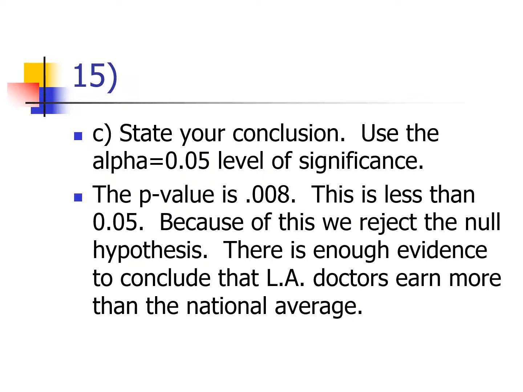So what's our conclusion? Using an alpha of 0.05, we calculated our p-value already. That's 0.008. 0.008 is less than 0.05. Anytime our p-value is less than alpha, this should be starting to sound old hat to us, anytime our p-value is less than 0.05, we reject the null hypothesis. When the p is low, you reject H0. What does that mean? It means that there is enough evidence to conclude that LA doctors do in fact earn more than the national average. Makes sense. I think the cost of living out there is quite a bit higher.